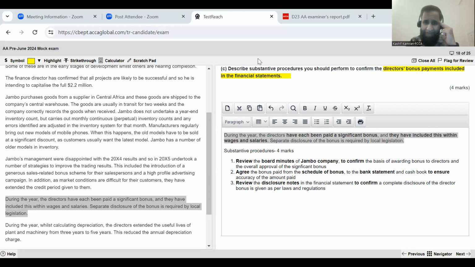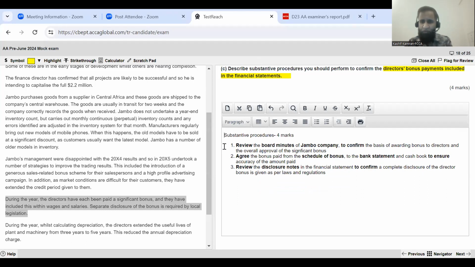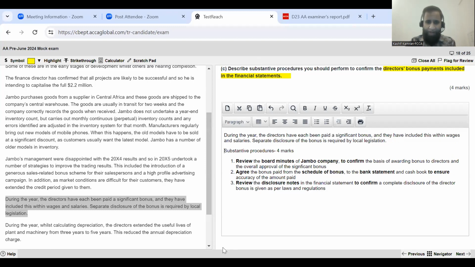And once you're done with the answer, please ensure you remove the paragraph from the screen like this. So only substantive procedures will be there in your response area. I'm just keeping it for the sake of knowledge. Okay, just let's go back and wind up the webinar.